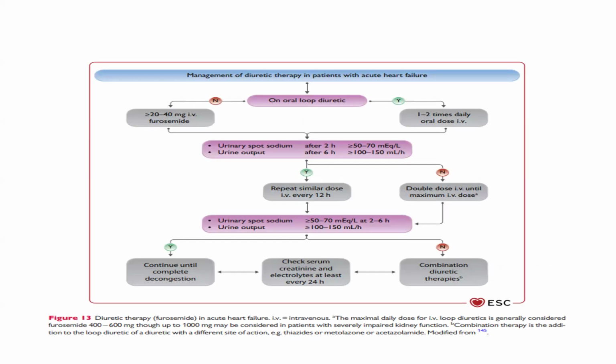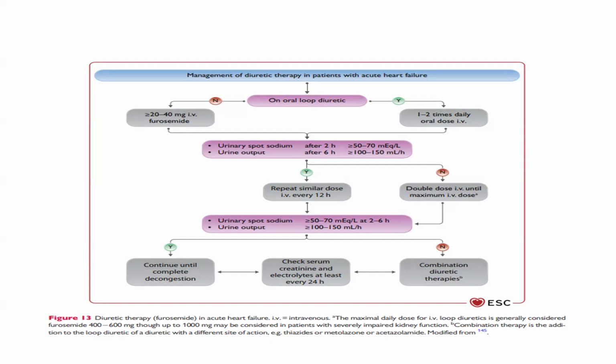So the first step is we need to see whether the patient is on oral loop diuretic or not. If the patient is already on the loop diuretic and now is presenting with acute heart failure, then at the start we need to start 1 to 2 times the daily oral dose as an IV medicine. But if the patient is not on the loop diuretic, we can start with the normal dose of furosemide, that is 20 to 40 mg.